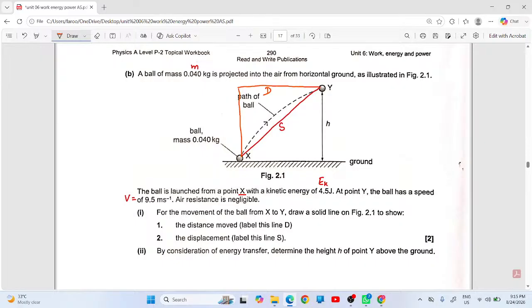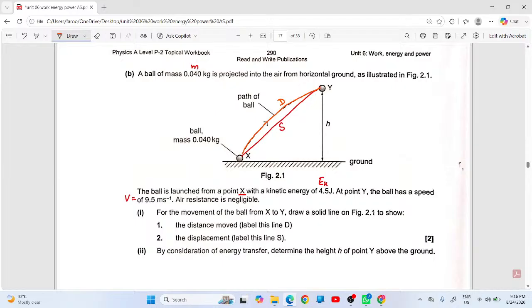Answer key, question number 15, part B. A solid curved line drawn from X to Y along the path of the ball and labeled D. That means this is what they wanted.